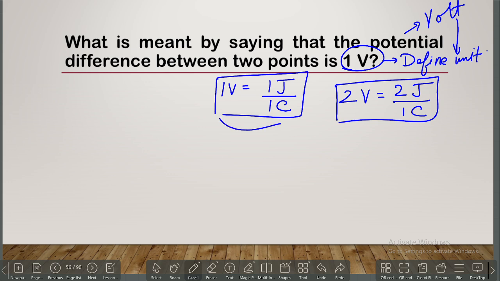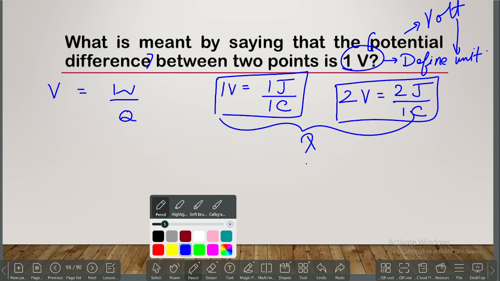So if you are having any confusion in this part, what you can do is just write the basic formula. What is the formula to calculate electric potential? V is equal to W by Q. Write the respective unit of all the quantities.